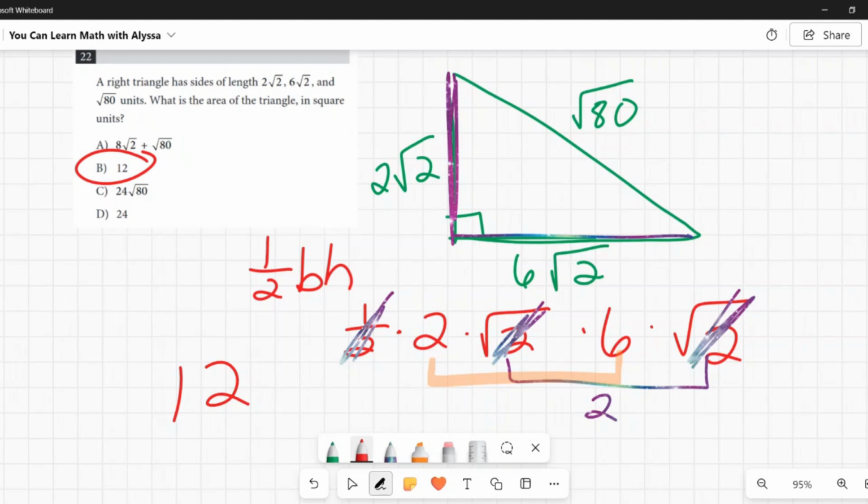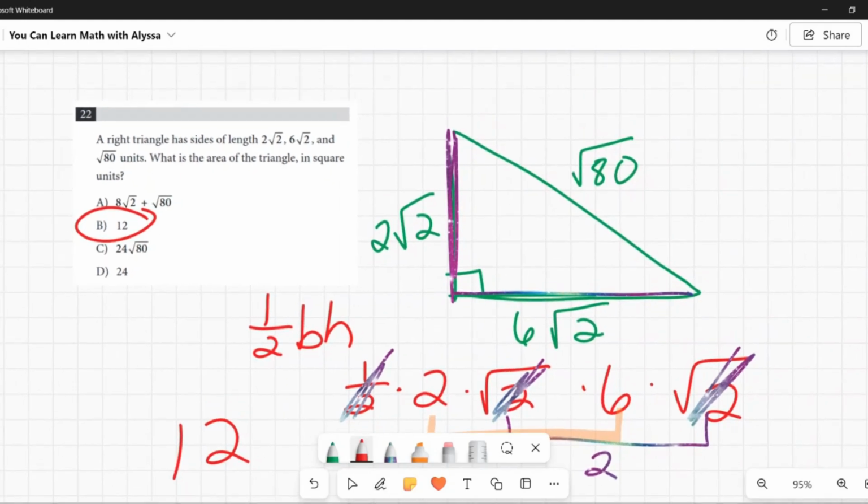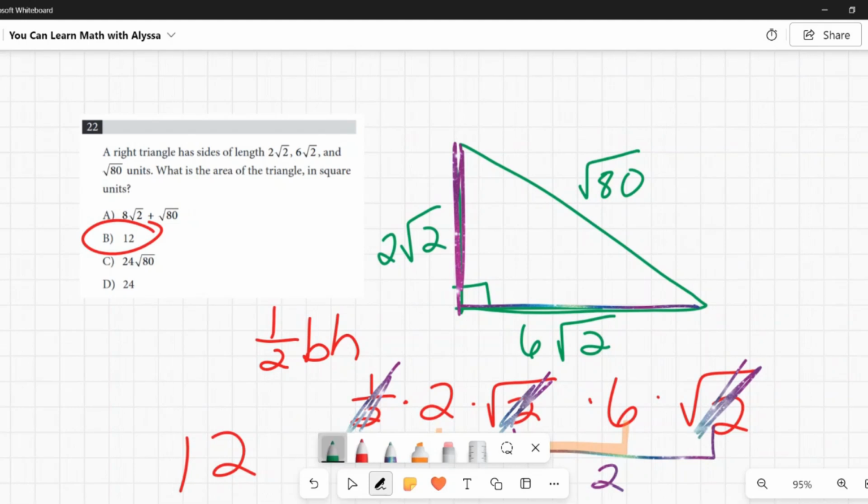Another way to do this, if you didn't want to plug all those into your calculator, is you can square each of them, and that will get rid of the square roots, and then you can see which one's the longest as well. If you did it that way, 2 square root of 2 squared is you square this one, you square this one, you multiply it together. 2 squared is 4, square root of 2 squared is 2, 4 times 2 is 8.